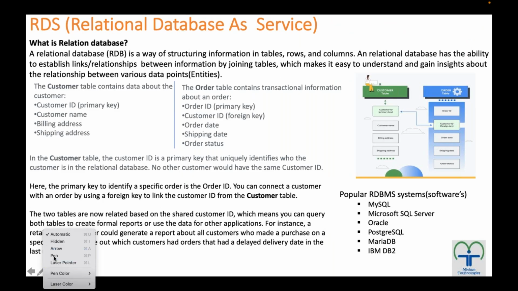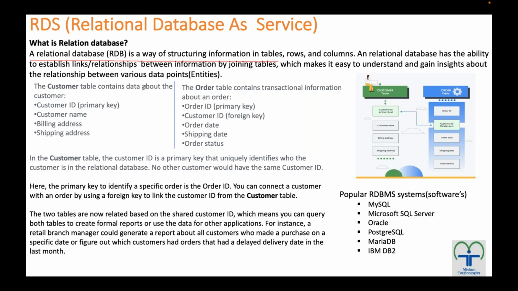So relational database, RDBMS. A relational database is a way of structuring and maintaining the information in tables, rows and columns. And you can establish the relationships between information by joining the tables. Let's take an example. Let's take Flipkart as an example. In Flipkart, you can create orders, right? Flipkart will have customers, and those customers may place orders.